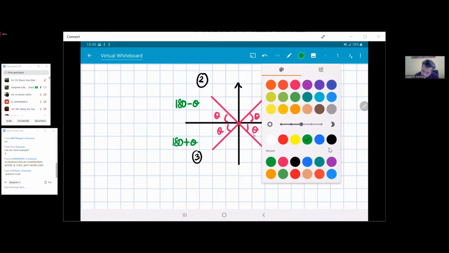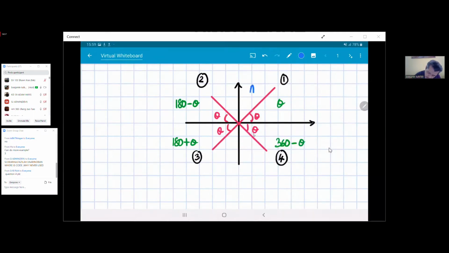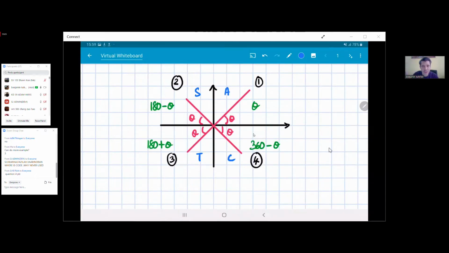But you also got to understand that each quadrant is unique in its own way because you remember you got this abbreviation A, S, T, and C. A ialah all values are positive. S maksudnya cuma sine yang positif. Kalau cos tangent, ialah dia negatif. Yang ketiga ialah tangent saja positif.